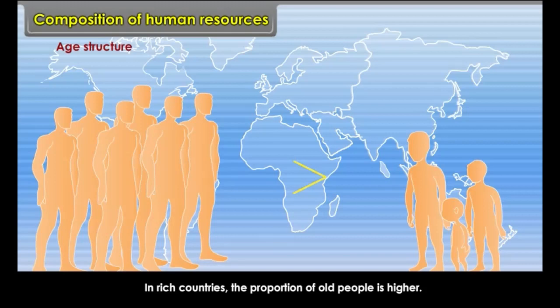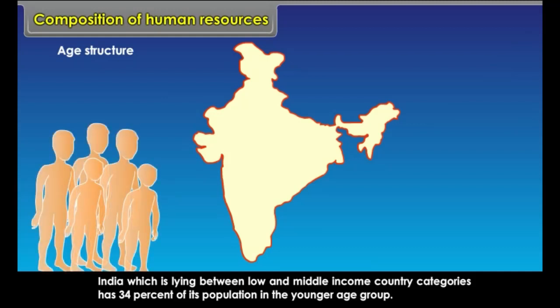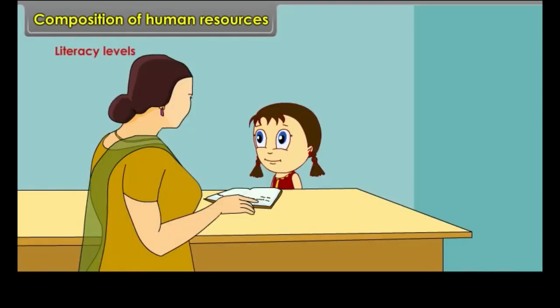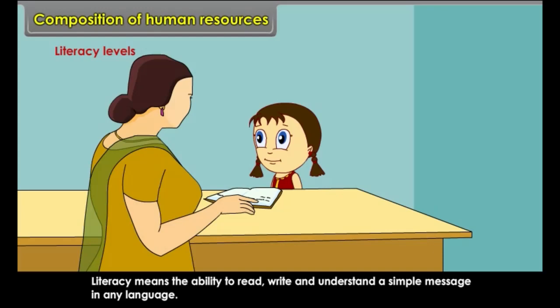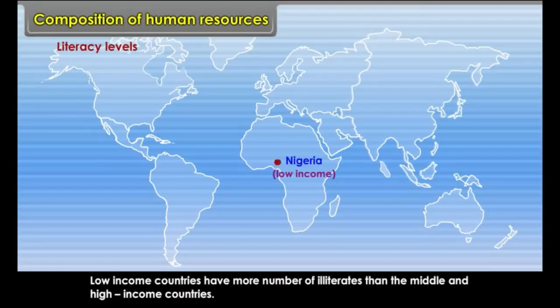India, which is lying between low and middle income country categories, has 34% of its population in the younger age group. It also has a great share of people in the working age group. Literacy levels. Literacy means the ability to read, write and understand a simple message in any language. If a person is able to read but cannot write, he or she is considered illiterate.